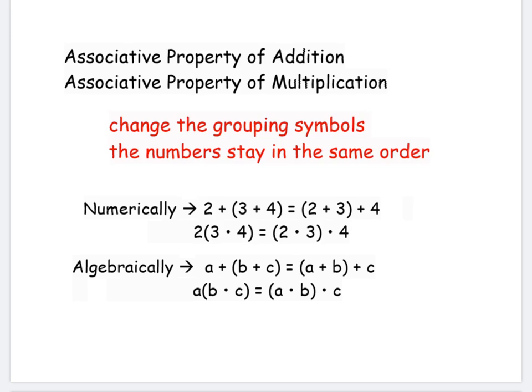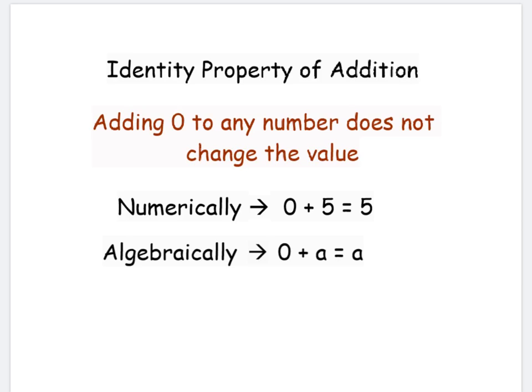So the parentheses in the first part on the left are around the 3 and the 4, and on the right they're around the 2 and the 3. It does not matter which group you do first, you should still end up at the end with the same answer. The next property is the identity property of addition.